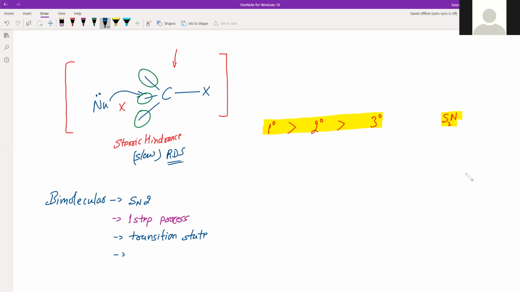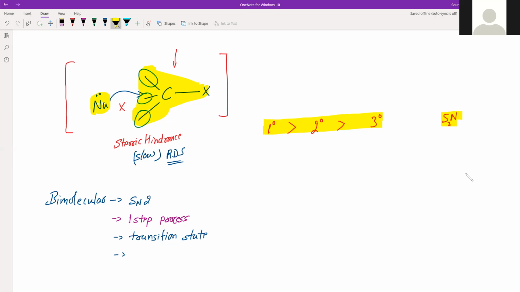Because it is the rate determining step, in this rate determining step both the nucleophile as well as the substrate are responsible for determining the rate of reaction. That's why it is called a bimolecular reaction. In chemical kinetics, we have already seen that if two molecules are involved in the rate determining step in a reaction, that is called a bimolecular reaction. So that's why this is a bimolecular reaction.